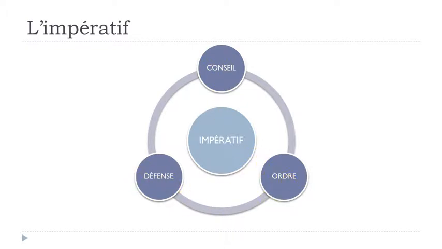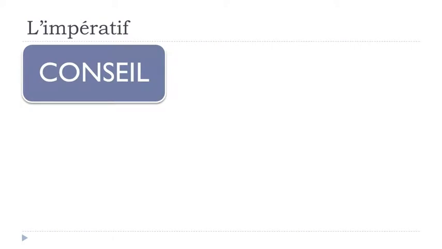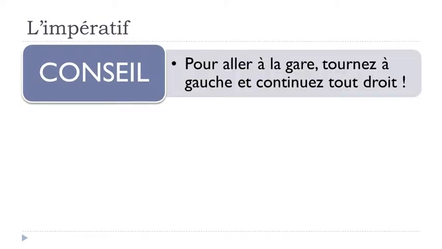We'll see just a few examples just to see how it works. Le conseil, so we've got this example. Pour aller à la gare, tournez à gauche et continuez tout droit. So to go to the station, aller is to go, la gare, the station, pour aller à la gare, tourner, and that's our first impératif, à gauche, on your left, et continuer, to continue, tout droit, straight. So tourner and continuer here are in the impératif form.